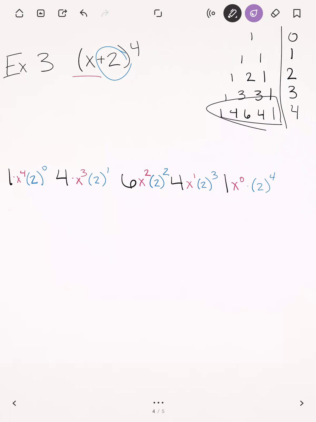So I have 1 times x to the 4th. 2 to the 0 is 1. So when I multiply all those together, I get x to the 4th. I have 4 times x cubed. 2 to the 1st is 2. So 4 times x cubed times 2, I get 8x cubed. So I forgot to mark them out. From here, I have 6 times x squared. 2 squared is 4. So 6 times 4 is a positive 24x squared.